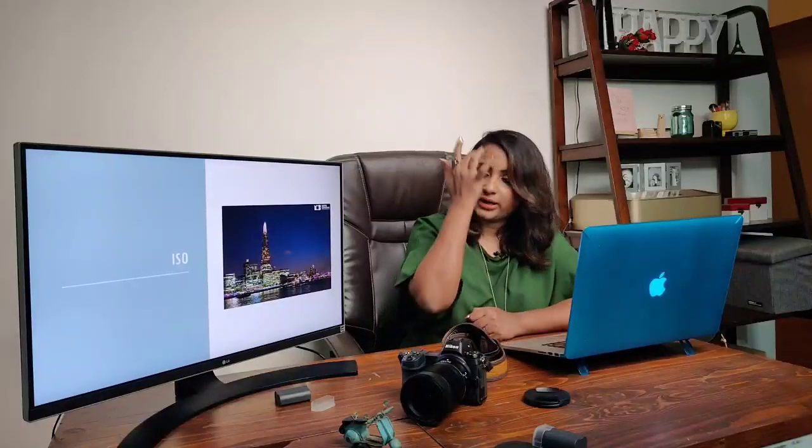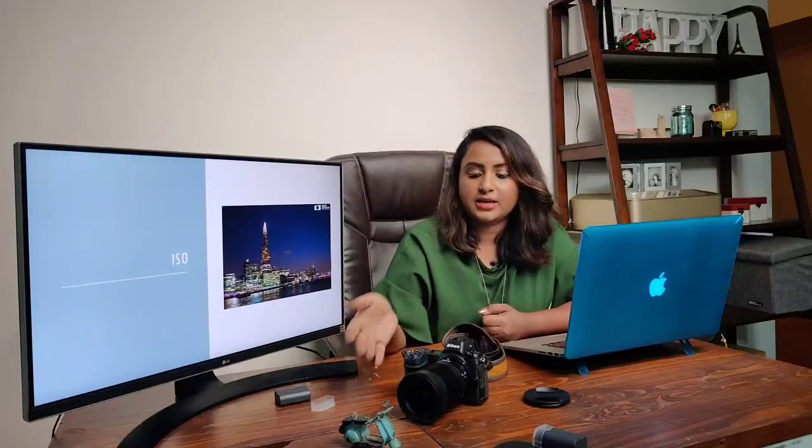Okay, so let me check if I missed any question. Okay, so the next topic is ISO. So we talked about how aperture affects light and depth of field. We talked about how shutter speed affects light as well as motion. And now we are talking about ISO.